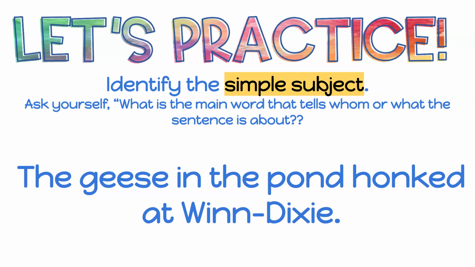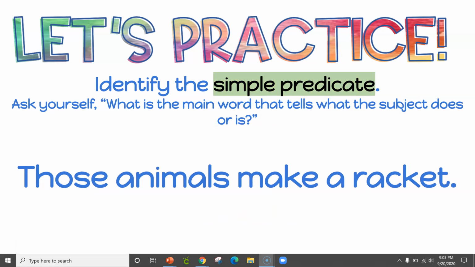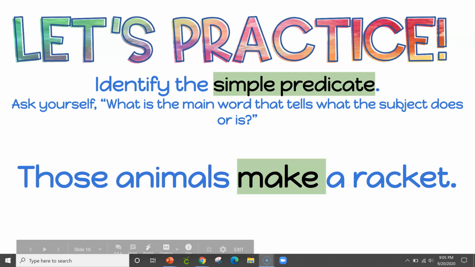In this next example, we'll be finding the simple predicate. Remember, we're asking ourselves, what word tells what the main subject does or is? Those animals make a racket. Pause right here to identify what the subject does or is. If you said make is the simple predicate, you are correct. What these animals are doing right now is making a racket.